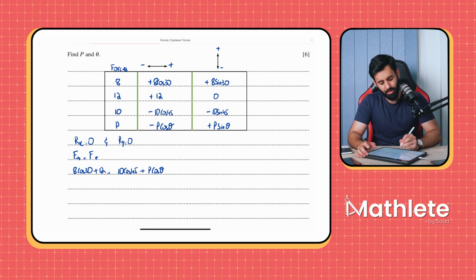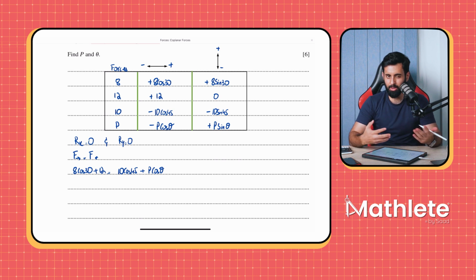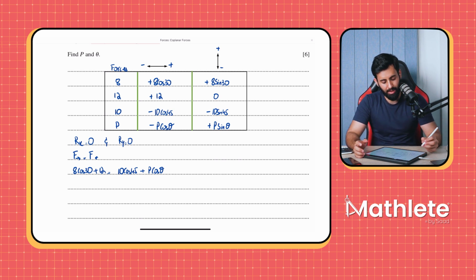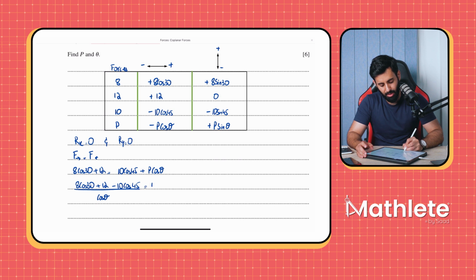Okay, now we'll come back to this equation later. If you solve enough questions like these, you will notice that they have a particular pattern, so you will know exactly what to do, and that is, it's best that you make P the subject. Okay, now why P? I'll explain in a minute. So let me do that first. P equals 8 cos 30 plus 12 minus 10 cos 45, and at the same time, you divide it by cos theta, this is what we have P as.